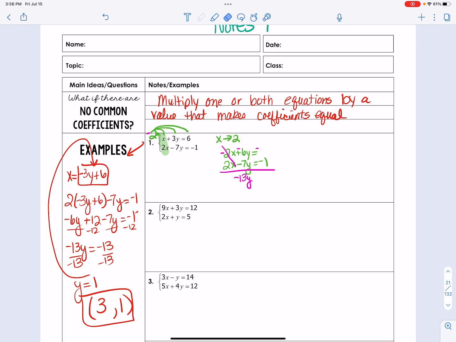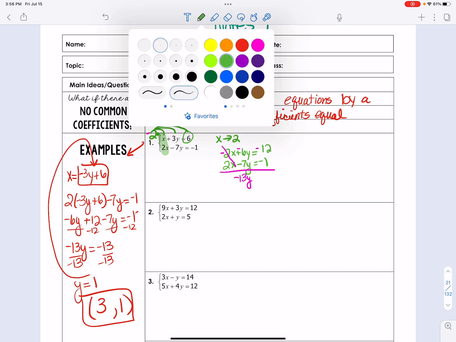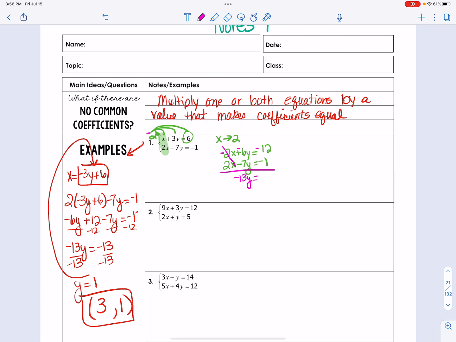Oh, I forgot to times this by 2. No wonder you're probably sitting there going, what did you do wrong? I forgot to times 6 by 2. So that's a negative 12. So anyway, now those cancel and I get a negative 13, right? Divide both sides by negative 13 and y equals 1, which is what we got, right?